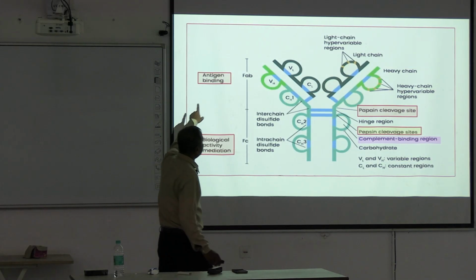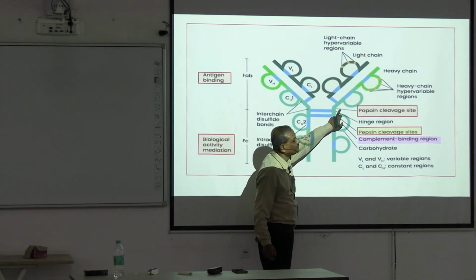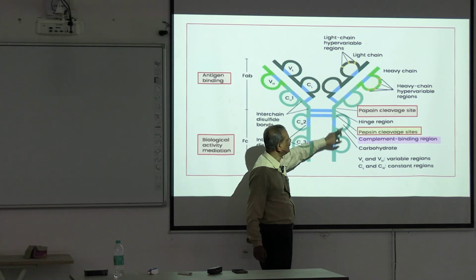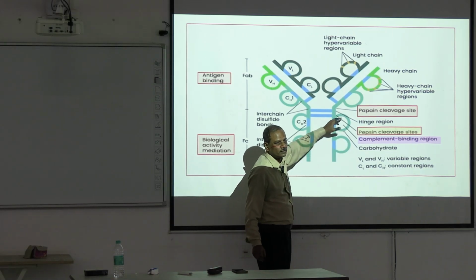This I have explained: antigen binding site, this is the papain cleavage site, papain, two fragments. This is the pepsin binding site. You get two fragments.